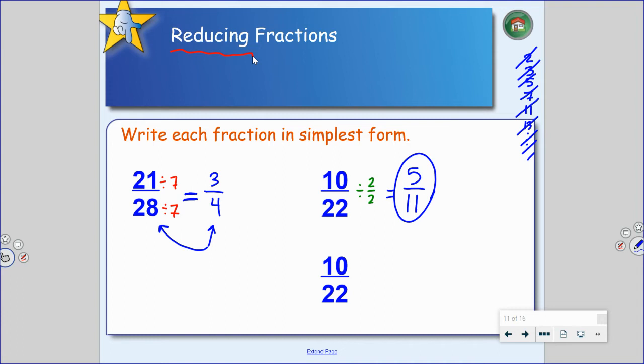Now, to get you ready for something more complicated, I will also remind you that you could have expanded this out to all their prime factors. You could have written the prime factorization of both. So for instance, 10 would break down into 2 times 5. 22 would break down into 2 times 11.